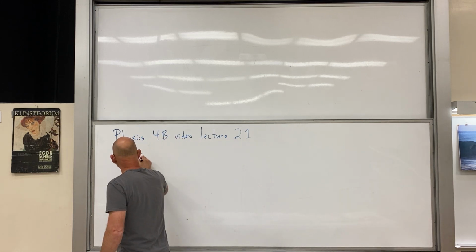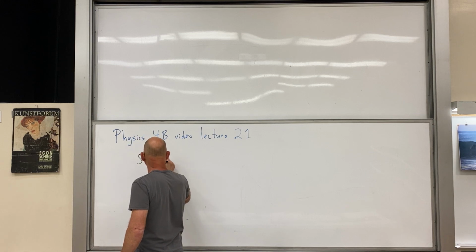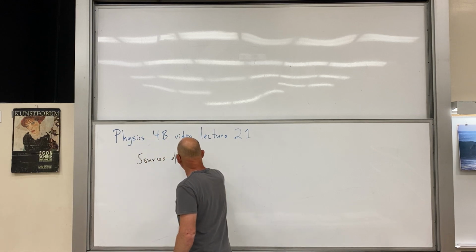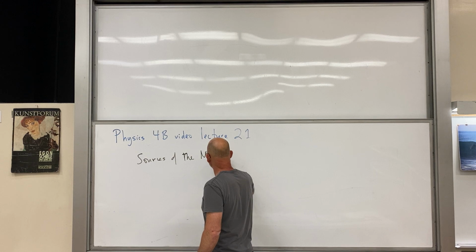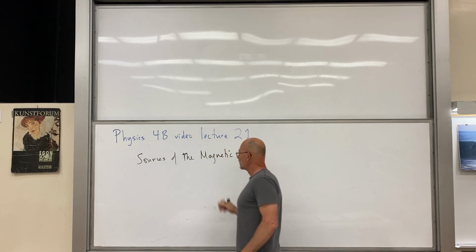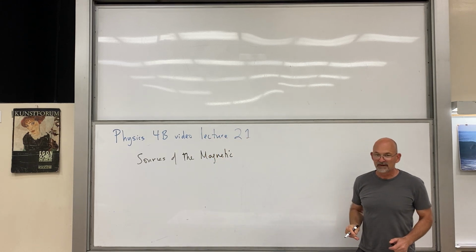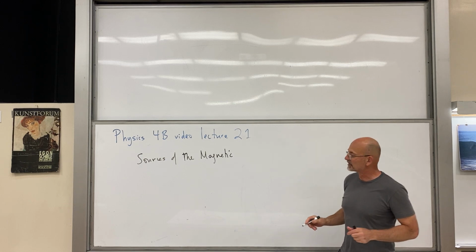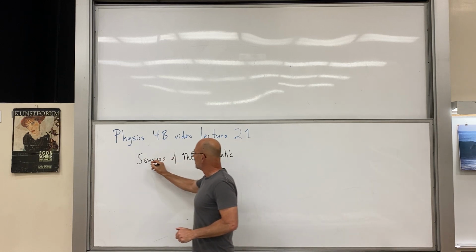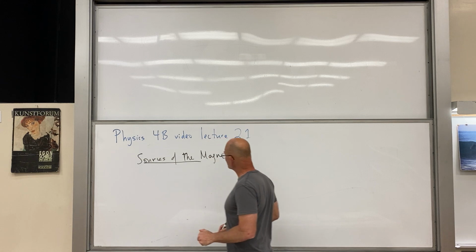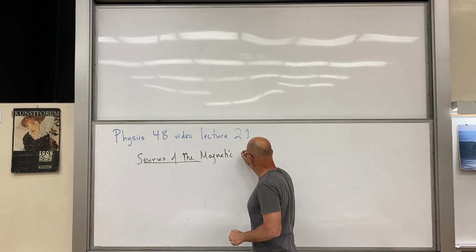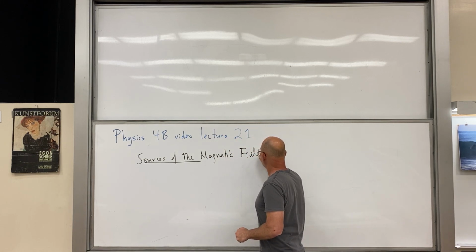So, sources of the magnetic field. In particular, we want to be independent of little chunks called magnets. So, what else can cause us to have a magnetic field present? So, sources of the magnetic field, write that down.